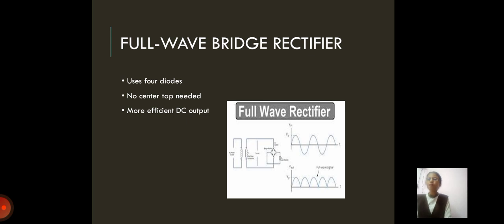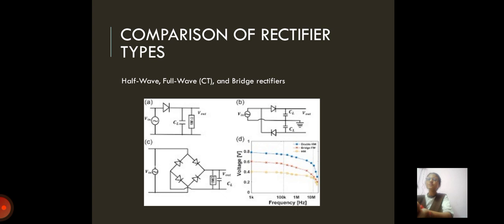It uses four diodes because no center tap is needed in this. It is more efficient than the center tapped and half wave rectifier. It is a widely used configuration because it provides full wave rectification with smoother output. Now let us compare the differences between rectifiers.